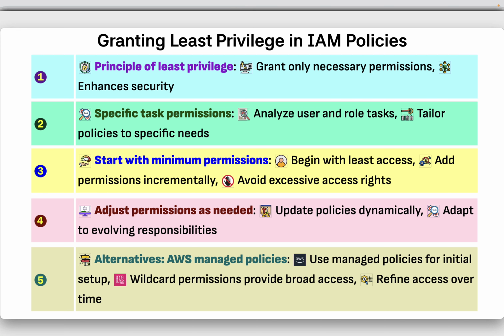Some alternatives: AWS managed policies. For initial setups, AWS managed policies or wildcard permissions can provide broad access to be refined over time. AWS managed policies are a huge number which you can go and check out for almost all AWS resources. They have variations like read, full access, write, or contributor, and you can use them and then fine tune them by creating custom versions as per your business requirements.